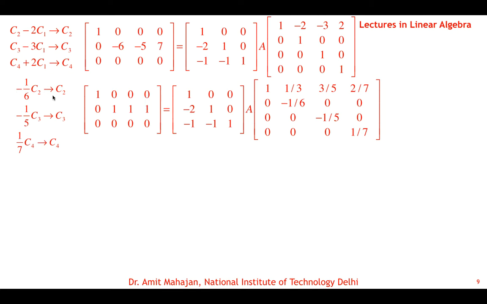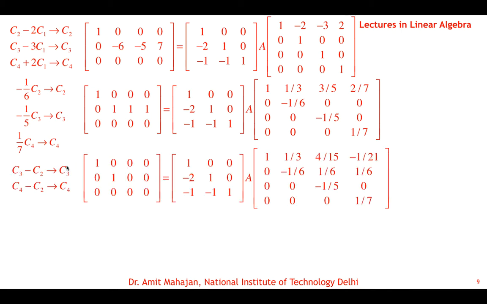Because these are column operations, the same column operations are applied here. So the second column is changed as minus 1 by 6 on the second column, so minus 1 by 6 of these two. Minus 1 by 5 of the third column, so minus 1 by 5 on these two elements, and 1 by 7 on the fourth column. Now ultimately we have to make these two elements 0, so c3 minus c2 and c4 minus c2, on c3 and on c4.